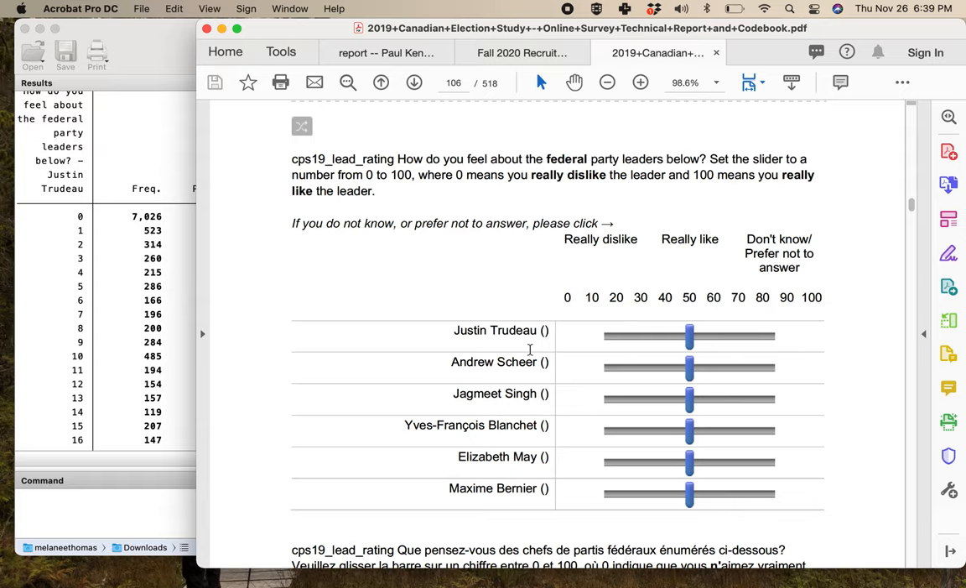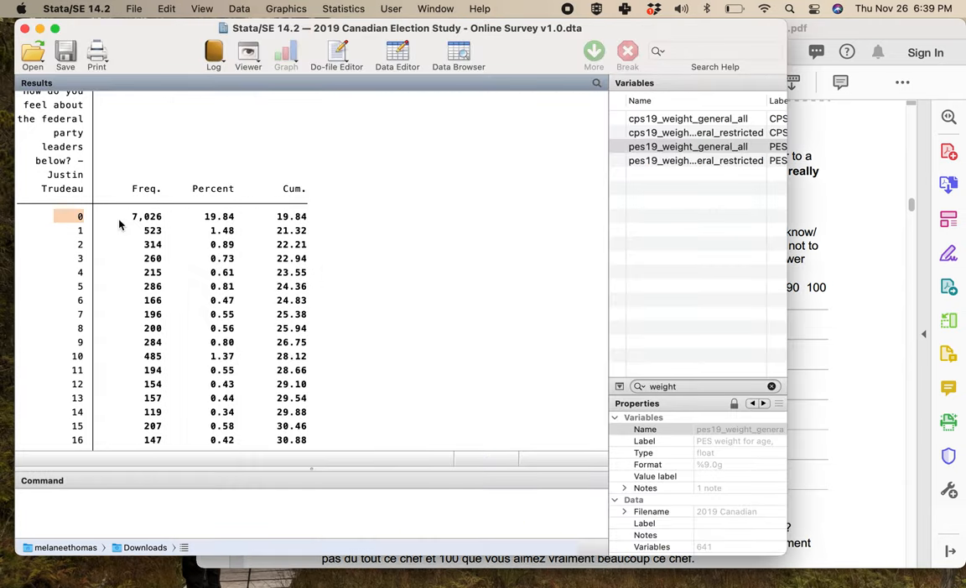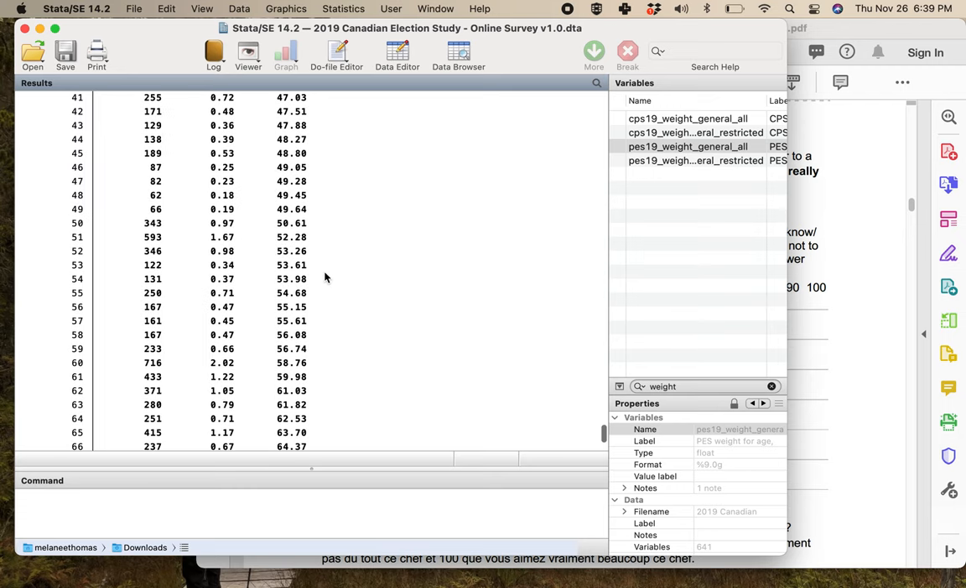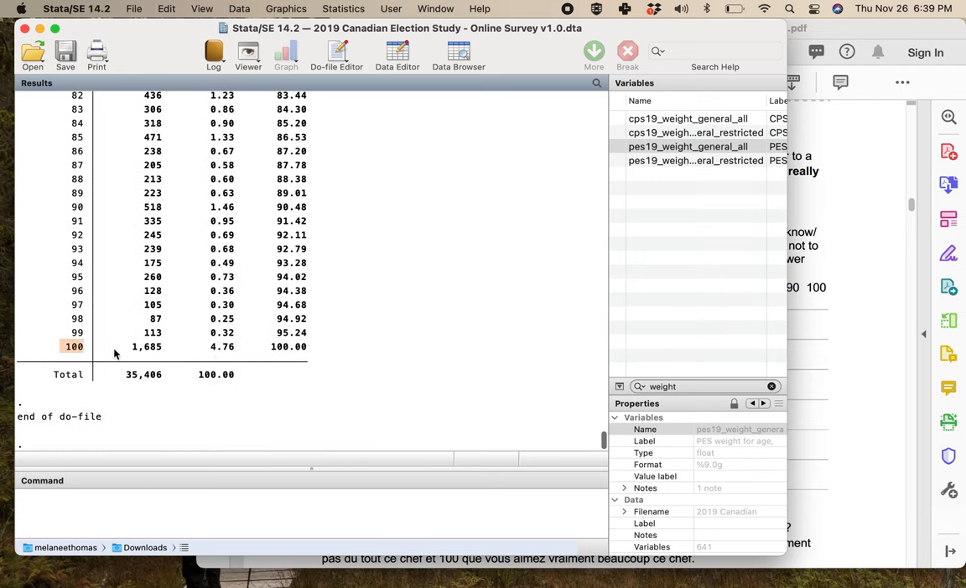So we're going to treat this like an interval variable. Zero is, I hate him. 100 is, I like him. You can see in the frequency distribution, I've got like 1 in 5 or so saying I really dislike the guy. And then I've got about 4 or 5% saying, I think he's amazing.